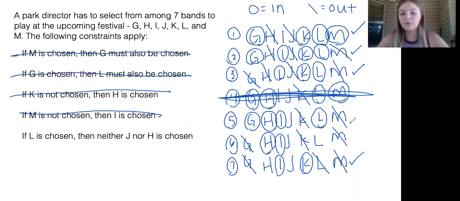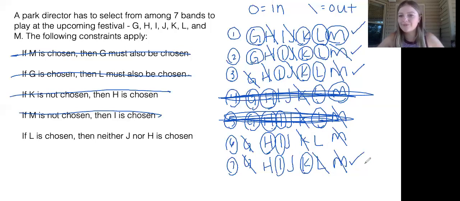Moving on to world number 5, we have L is chosen. So the rule does apply. We do know where L is. And so that means that neither J nor H can happen. Oops, H is circled. Don't really care how it got circled, but that means that this world dies because it's violating that last rule. So we can cross this one out.